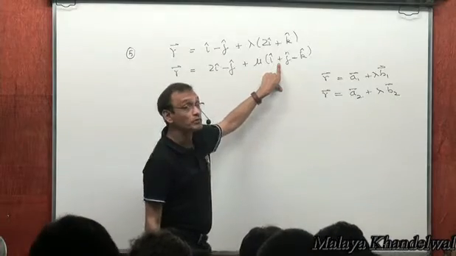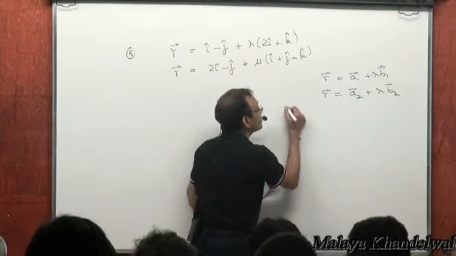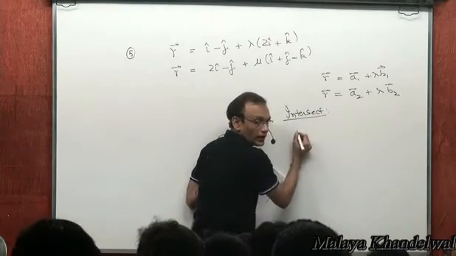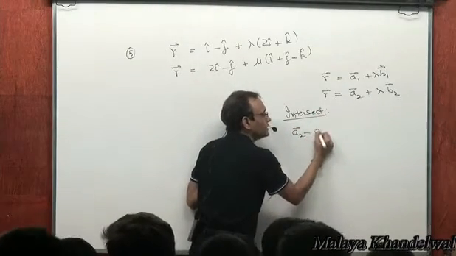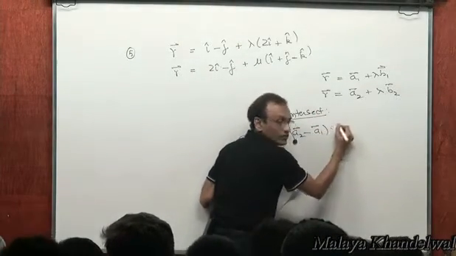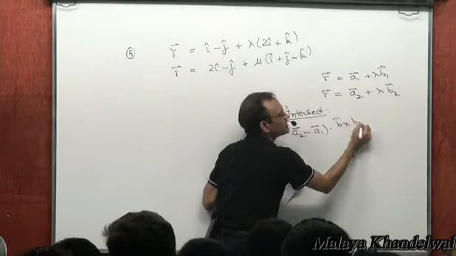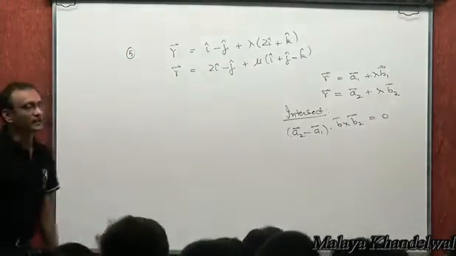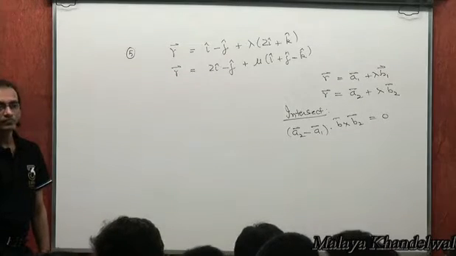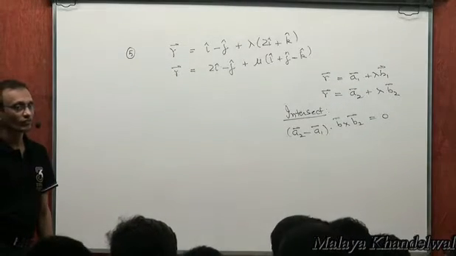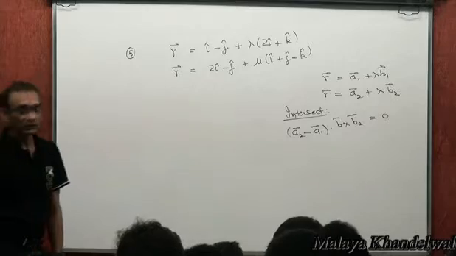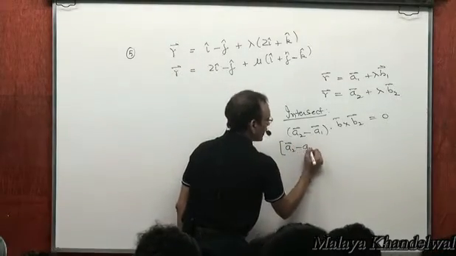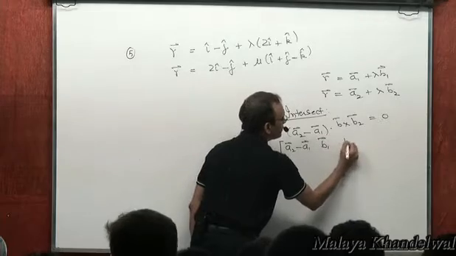And again, if you remember, the condition for the two lines to intersect is what? Please tell me the condition for the two lines to intersect. a2 minus a1 dot b1 cross b2 must be 0. That's the condition for the two lines to intersect. That means scalar triple product a2 minus a1, b1, b2 must be 0.